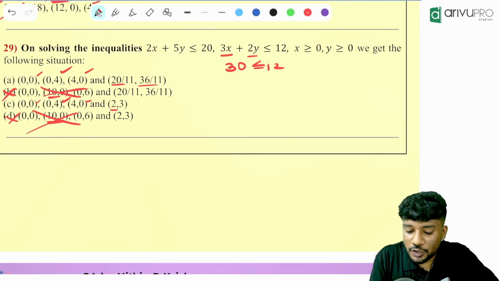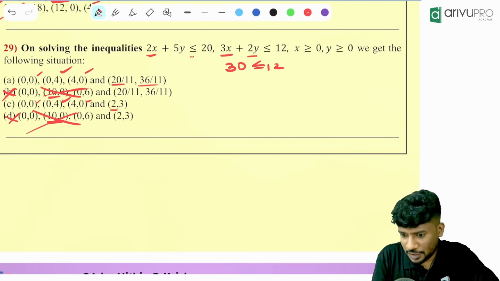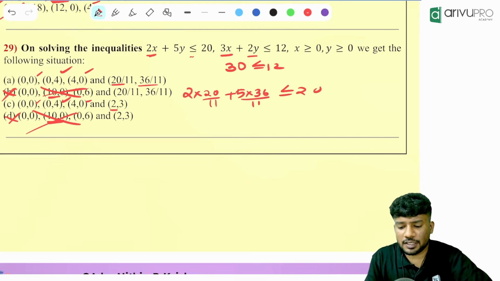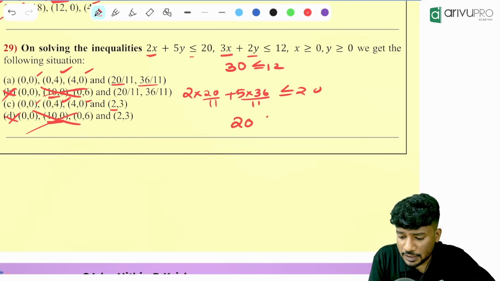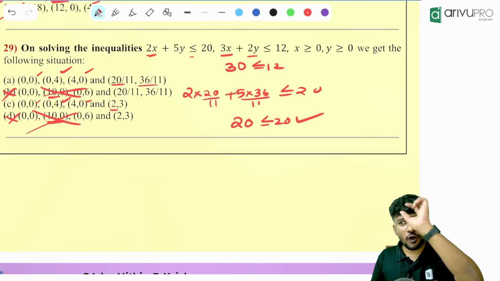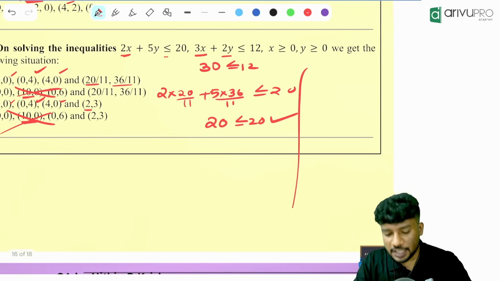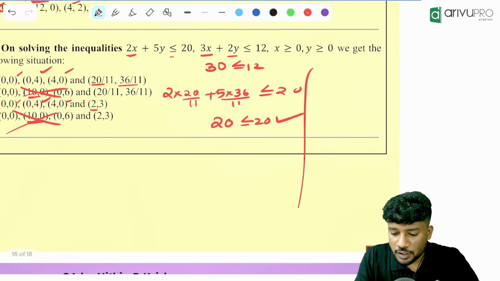First one, (20/11, 36/11), we will try with this one. 2 into 20 by 11 plus 5 into 36 by 11 less than or equal to 20. How much is it, people? Take your calculator and do it for me. 40 by 11 plus 180 by 11 becomes 20, so 20 less than or equal to 20. Exactly satisfied. Okay, exactly satisfied.